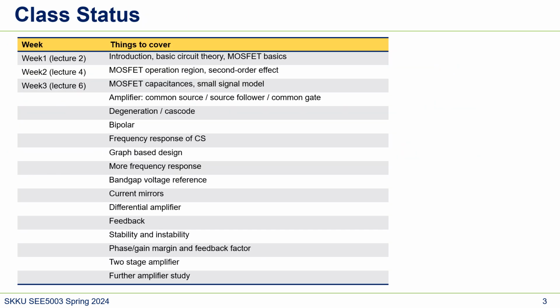Here's our class status. We've been through lecture 2 and lecture 4 for week 1 and 2, and then lecture week 3. We're going to talk about MOSFET and then small signal model. And then finally, next week, we will see the actual circuit amplifier.